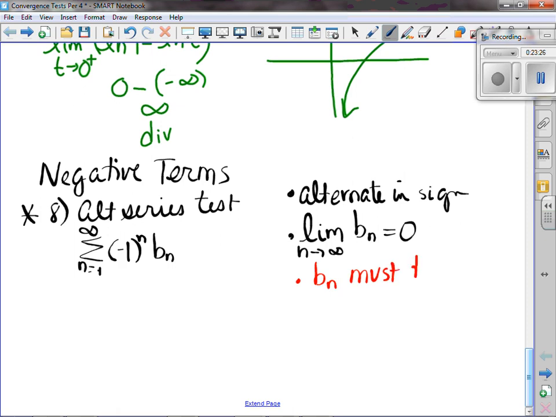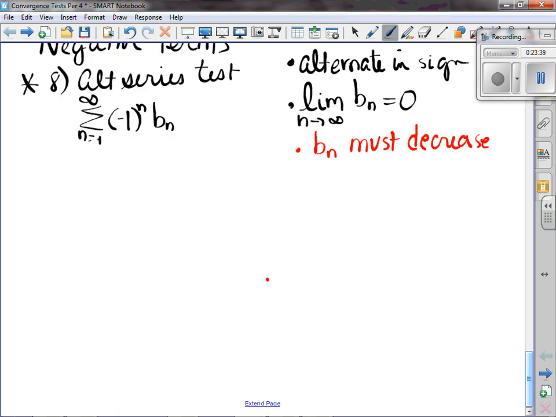Now I have a hard time, if not impossible, finding a series where the limit goes to 0 and the sequence itself doesn't decrease. I know they do exist, and I could look it up in my answer books, but they're not going to do that to you. So it's safe to assume that the n plus 1 term is smaller than the nth term. Okay.